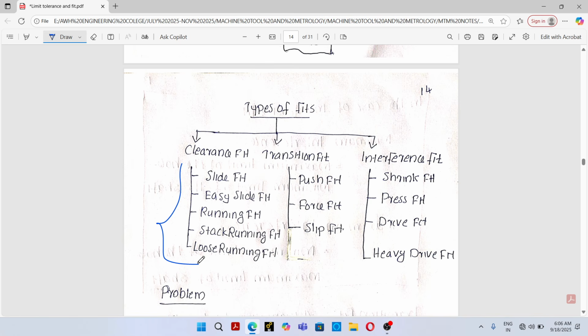So these all are examples for clearance fit. And in the case of transition fit, we have three examples, that is push fit, force fit and slip fit. Then in the case of interference fit, four examples, that is shrink fit, press fit, dry fit, heavy dry fit.